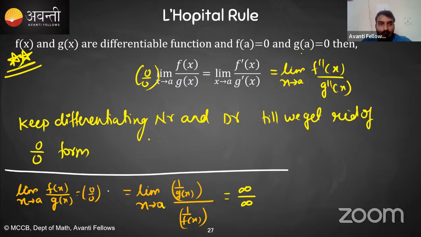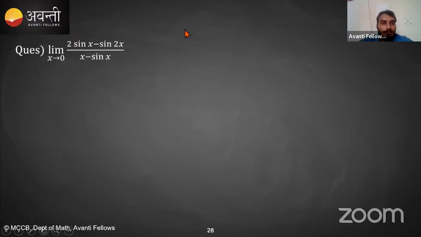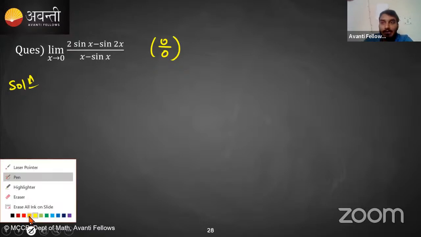So let's solve this question, everyone. The question is limit x tends to 0 of 2 sin x minus sin 2x divided by x minus sin x. Clear? So first of all, let's check what type of form it is. Put x equal to 0 in the numerator, you will get 0. Put x equal to 0 in the denominator, you will get 0. So this is 0 by 0 form. So we can find the limit by directly using the L'Hopital rule, right?